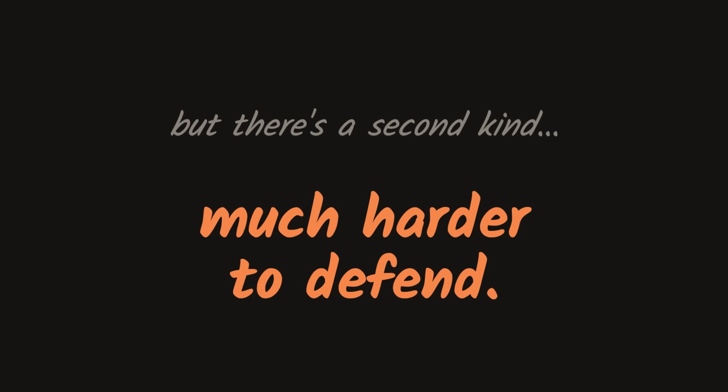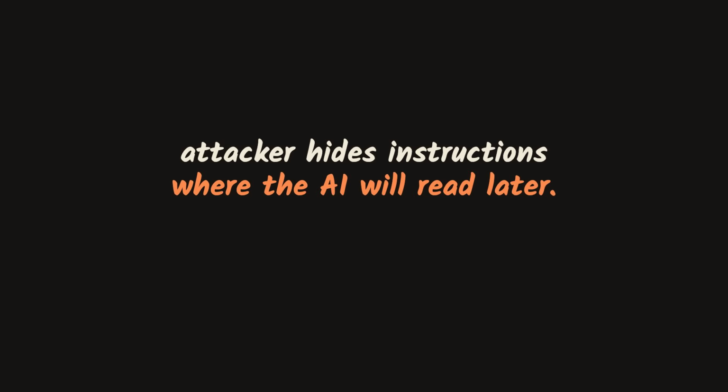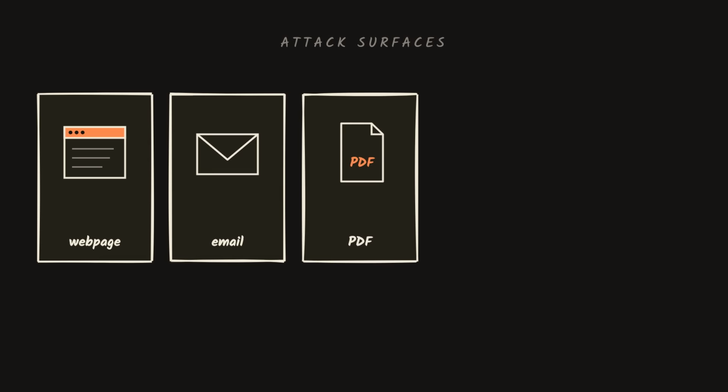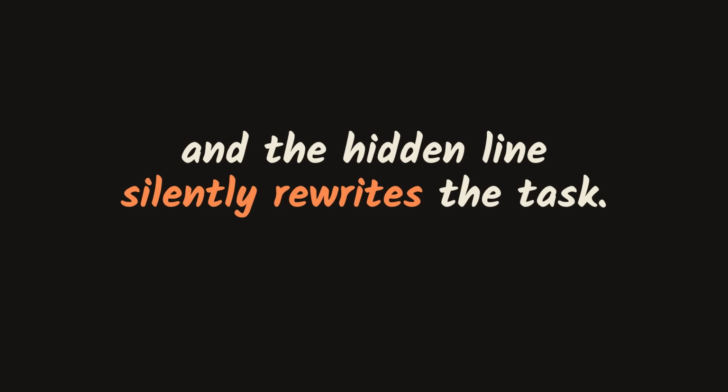But there's a second kind that's much harder to defend against. Indirect prompt injection. The attacker doesn't type anything into the AI directly. Instead, they hide instructions somewhere the AI will read later. A web page, an email, a PDF, a Slack message, a comment in a shared document. The AI retrieves it as part of some normal task, summarizing a page, answering a question, processing an invoice, and the hidden instruction silently rewrites what the AI is supposed to do.